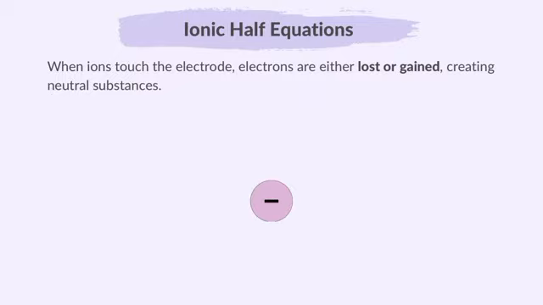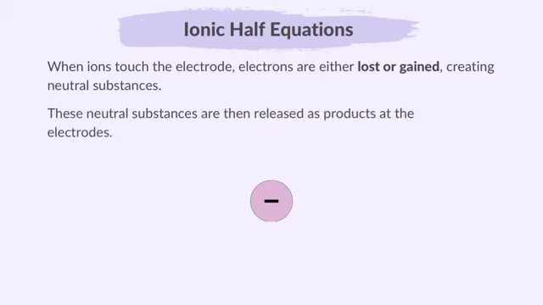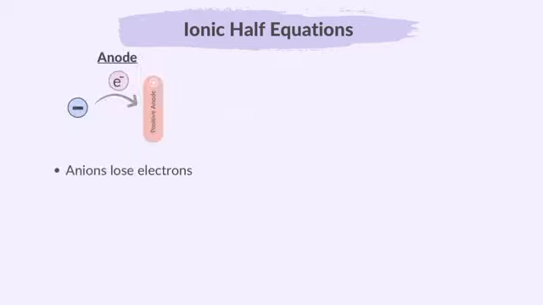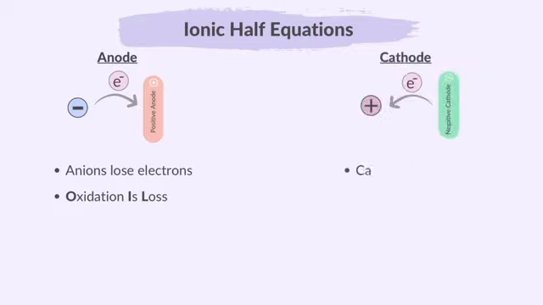When ions touch the electrode, electrons are either lost or gained, creating neutral substances. These neutral substances are then released as products at the electrodes. At the anode, negative ions lose electrons. This is oxidation. Oxidation is when something loses electrons.